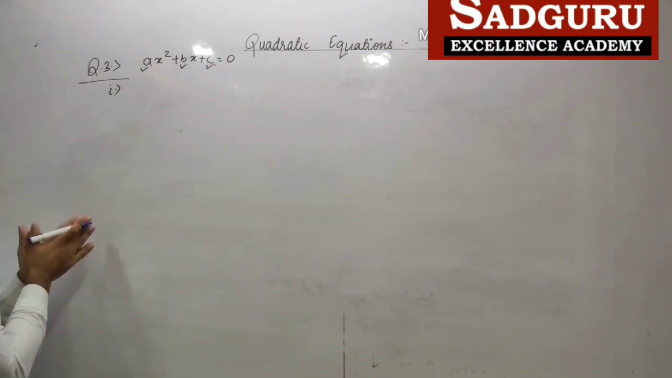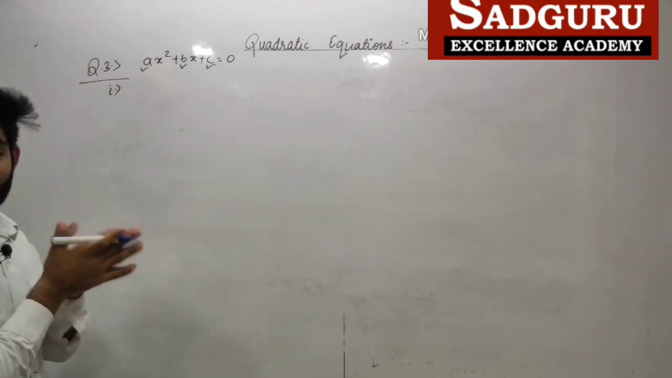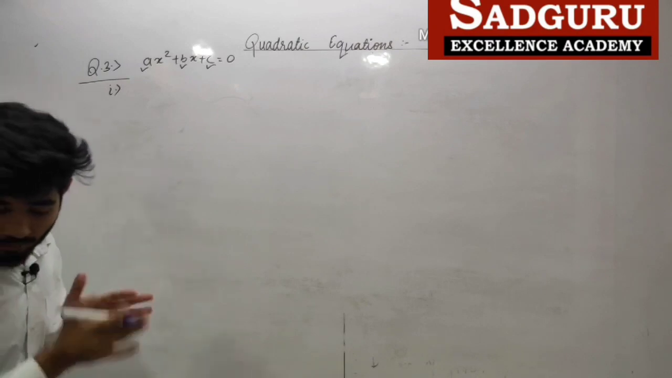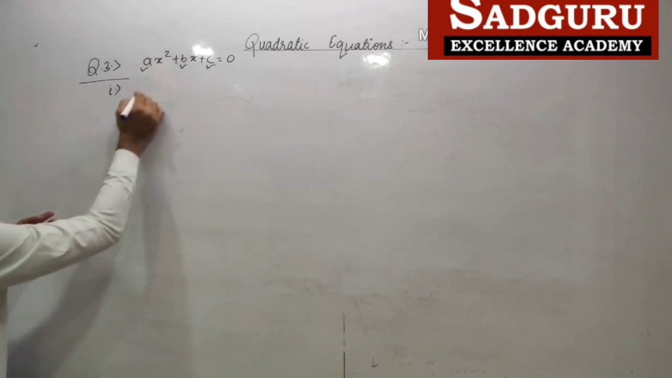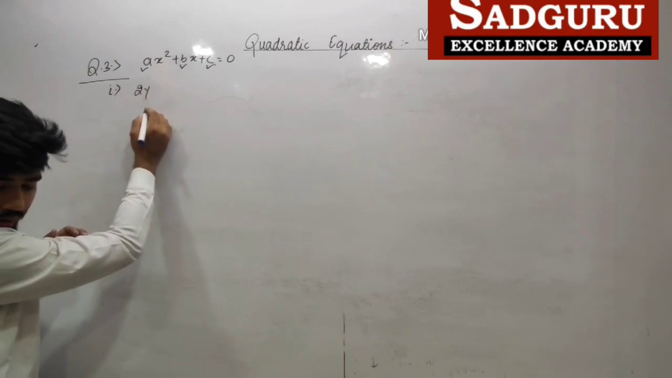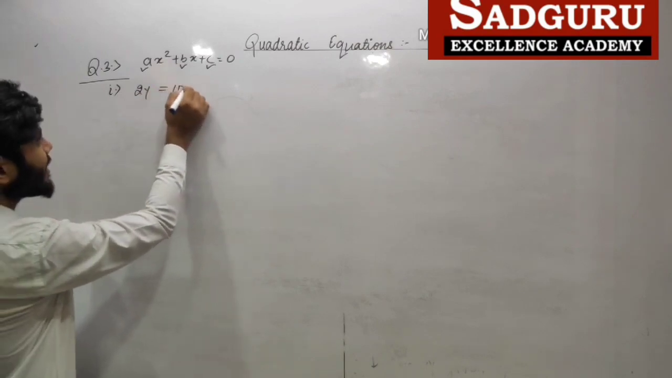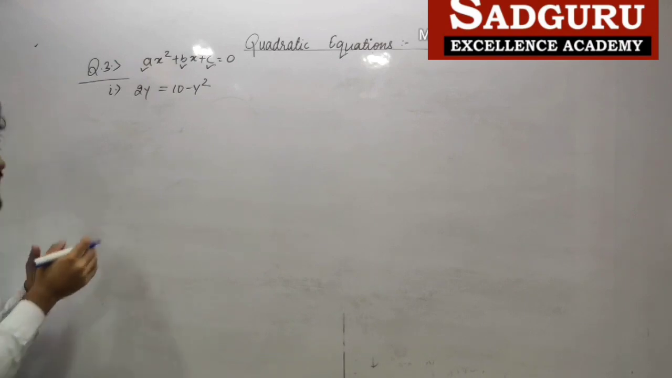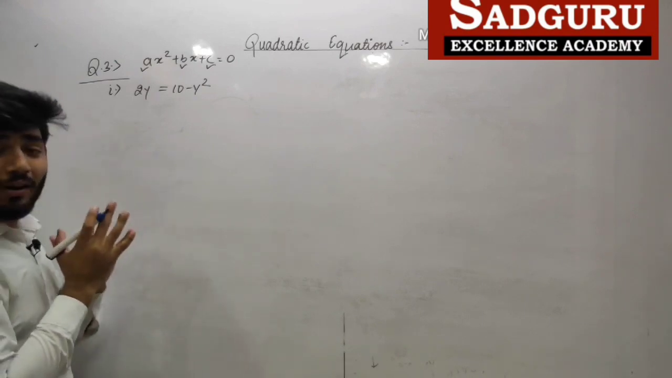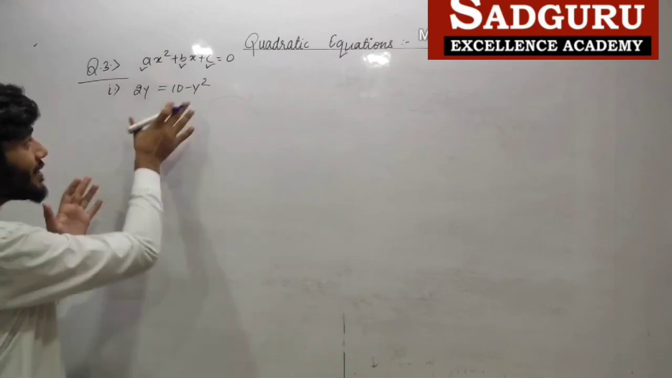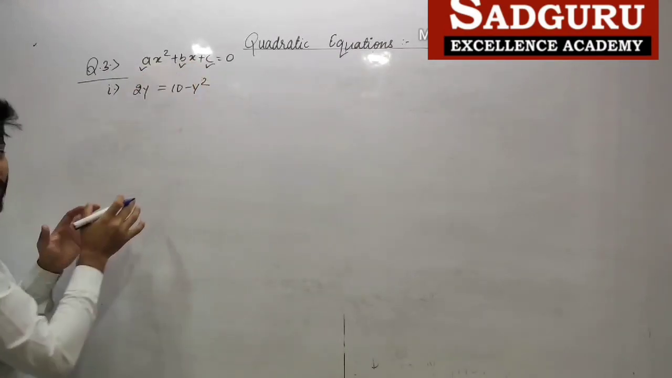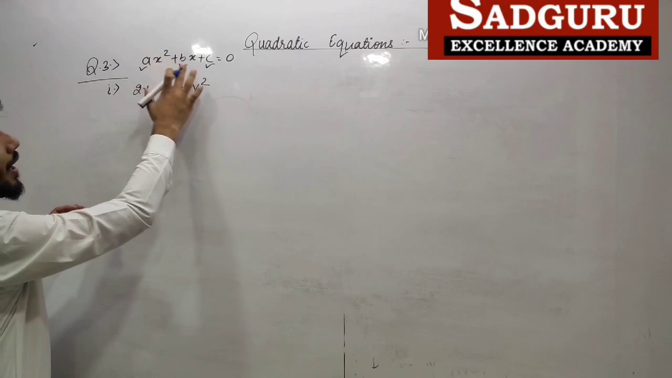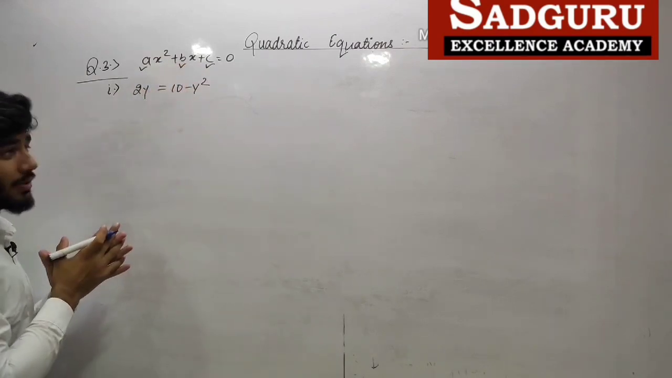Alright, so we can find them by comparing with the general form. So first we'll write the question. The question is 2y equals 10 minus y square. So they are saying that the given equation is already a quadratic equation. We have to just write this equation in its general form, and we have to evaluate its a, b, c, that is the constant terms in this.